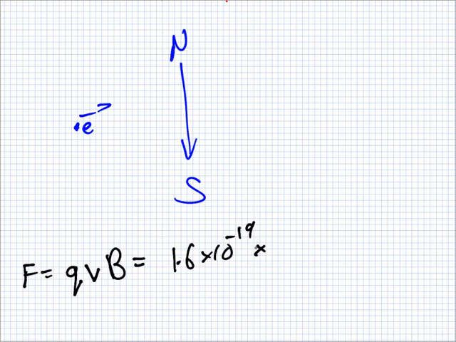The v, what's the v? The question says the v is 1/10 the speed of light. Do you see that? So that's 1/10 times 3 times 10 to the 8. And what's the B, the magnetic flux density? 250 millitesla. So 0.250 Tesla, yeah?